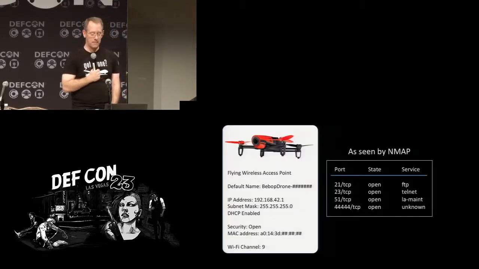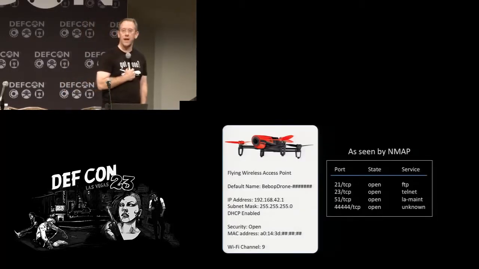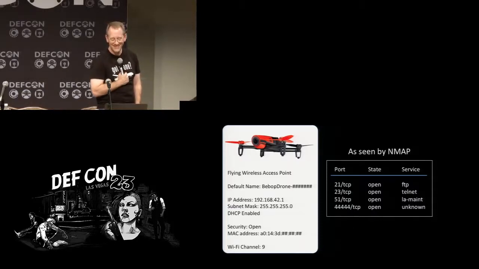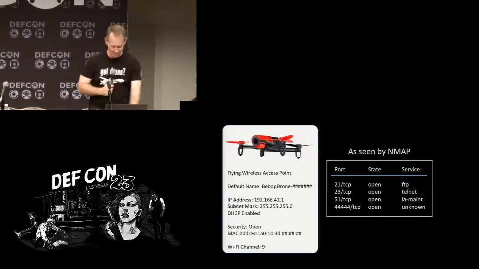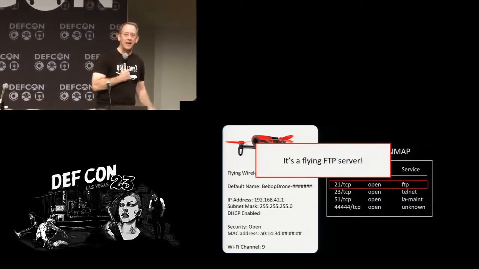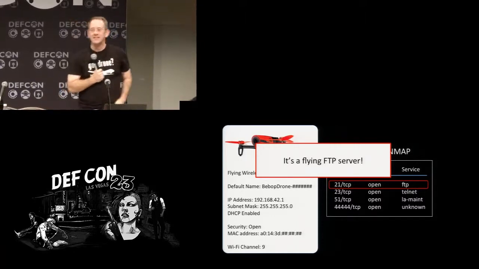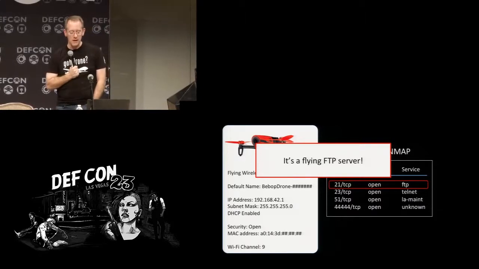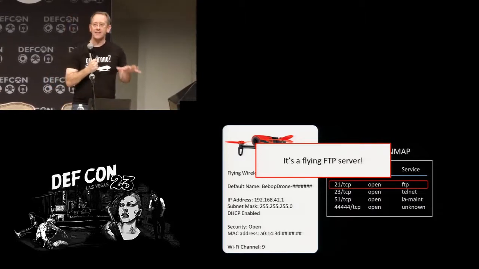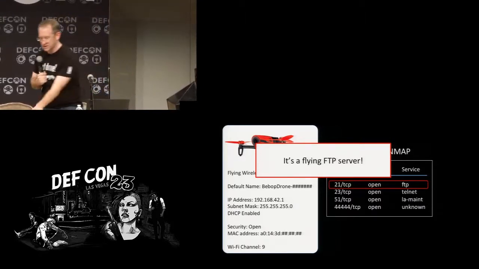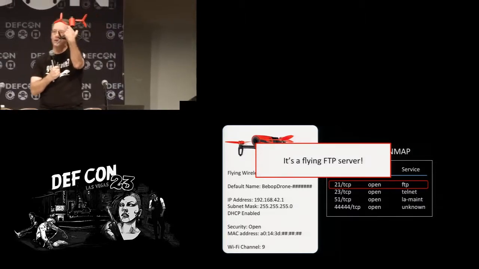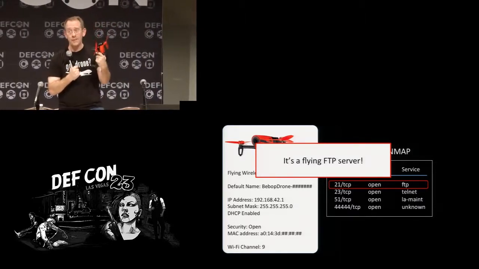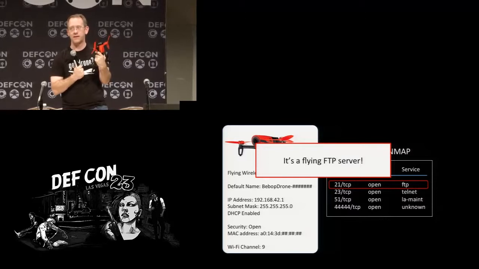Maybe there's something else we can do. I got it. Let's give it a quick scan. And it turns out when we scan it with Nmap, yup, it's a flying FTP server just floating around. Oh, that's awesome. I had 10 devices simultaneously connected to this guy all at once. Only one app was talking, but the other 9 were sitting there waiting.